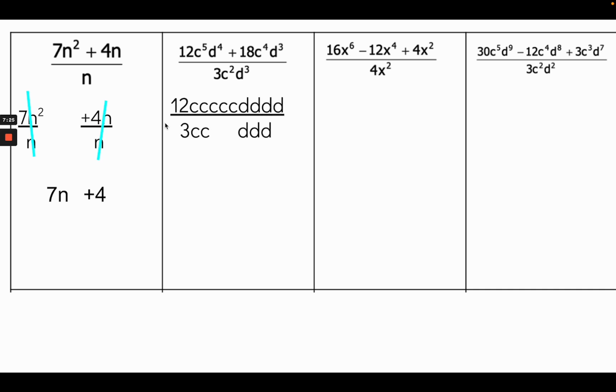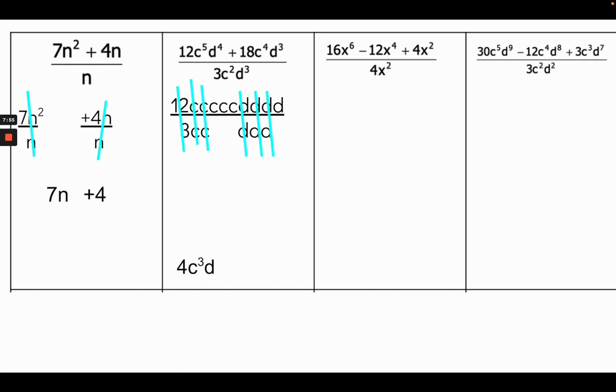I did pretty much the same thing. I just expanded them. So 12 and 3, then the c's and d's written out, and I'm just going to cancel these things out. That equals 4. Then I have 3 c's left, and after I cancel out my d's, I have 1 d left. So it's going to be 4cccd, which is 4c to the third power times d.